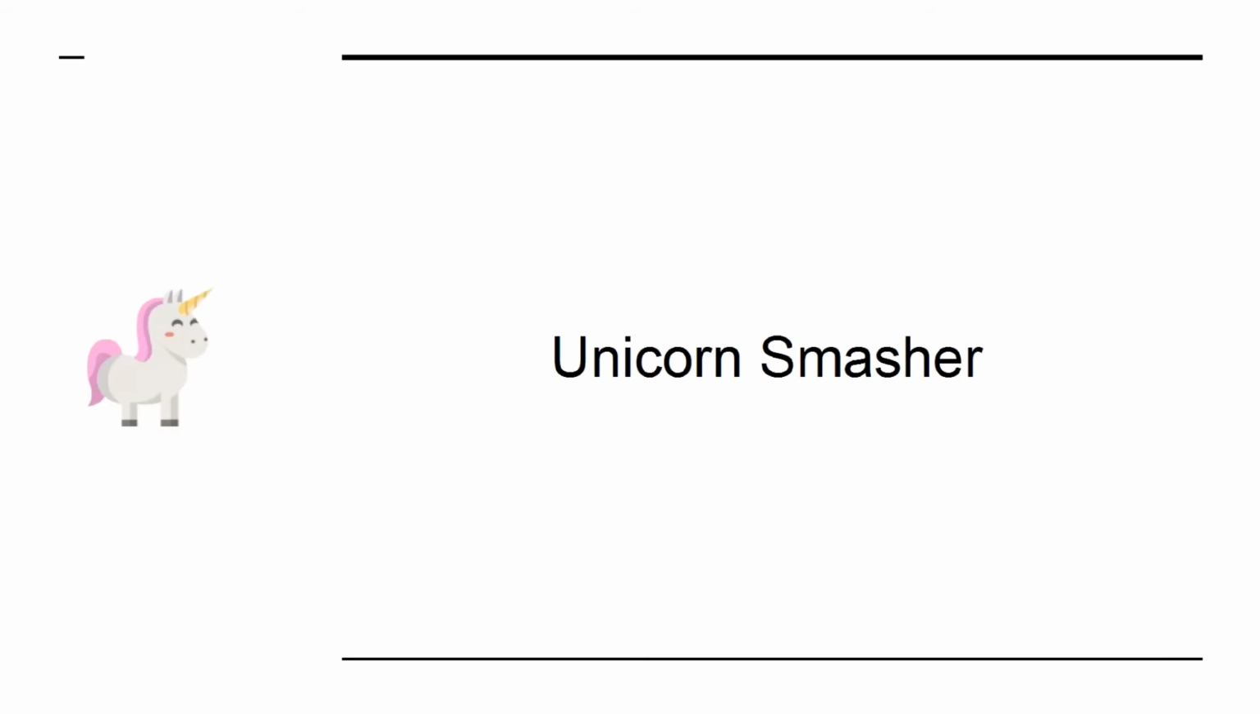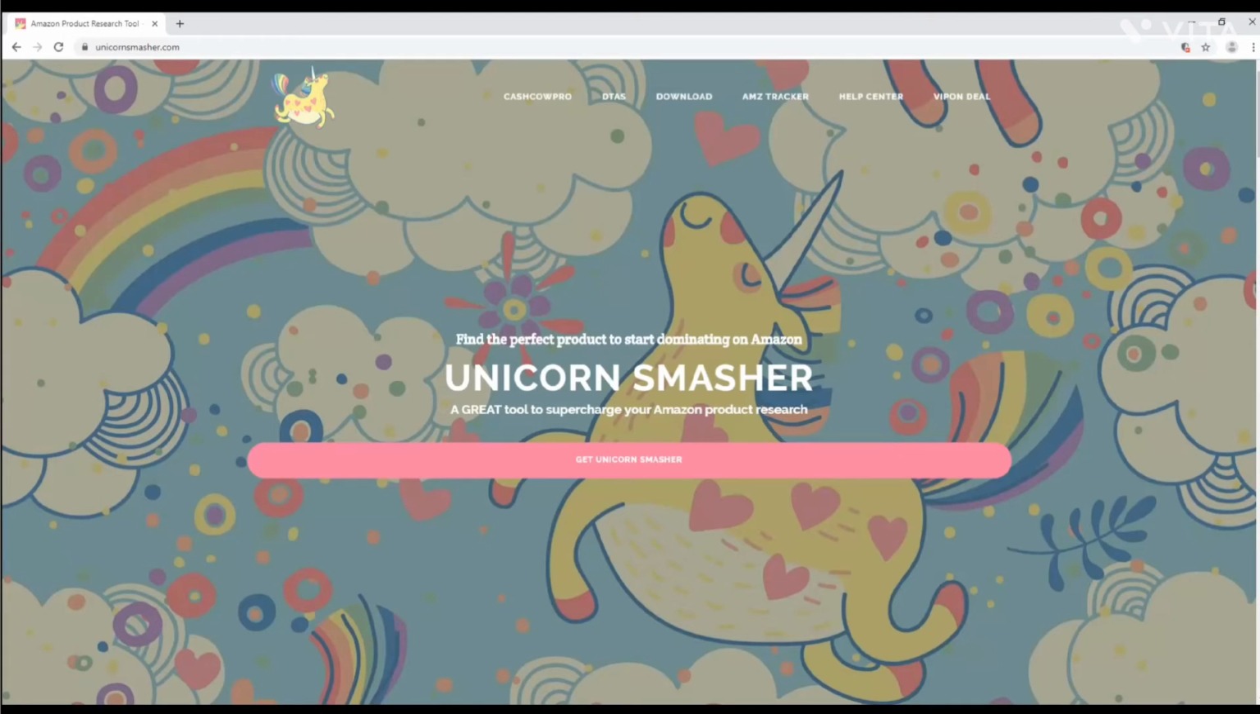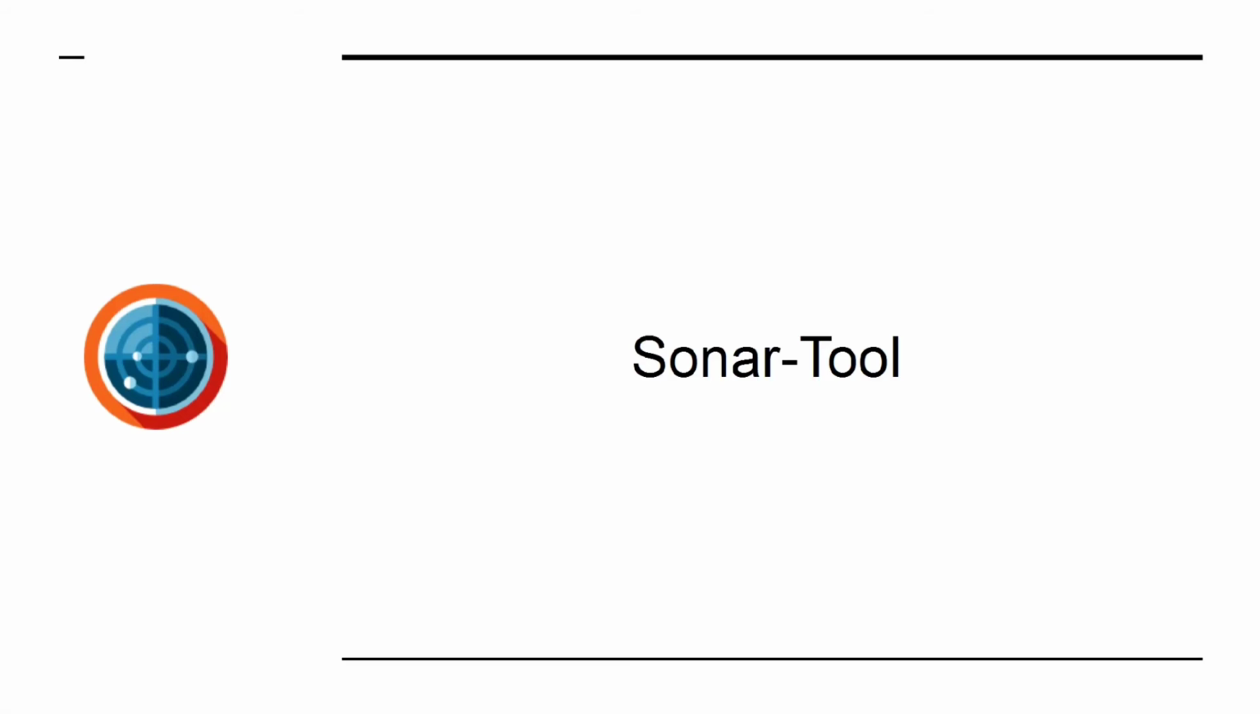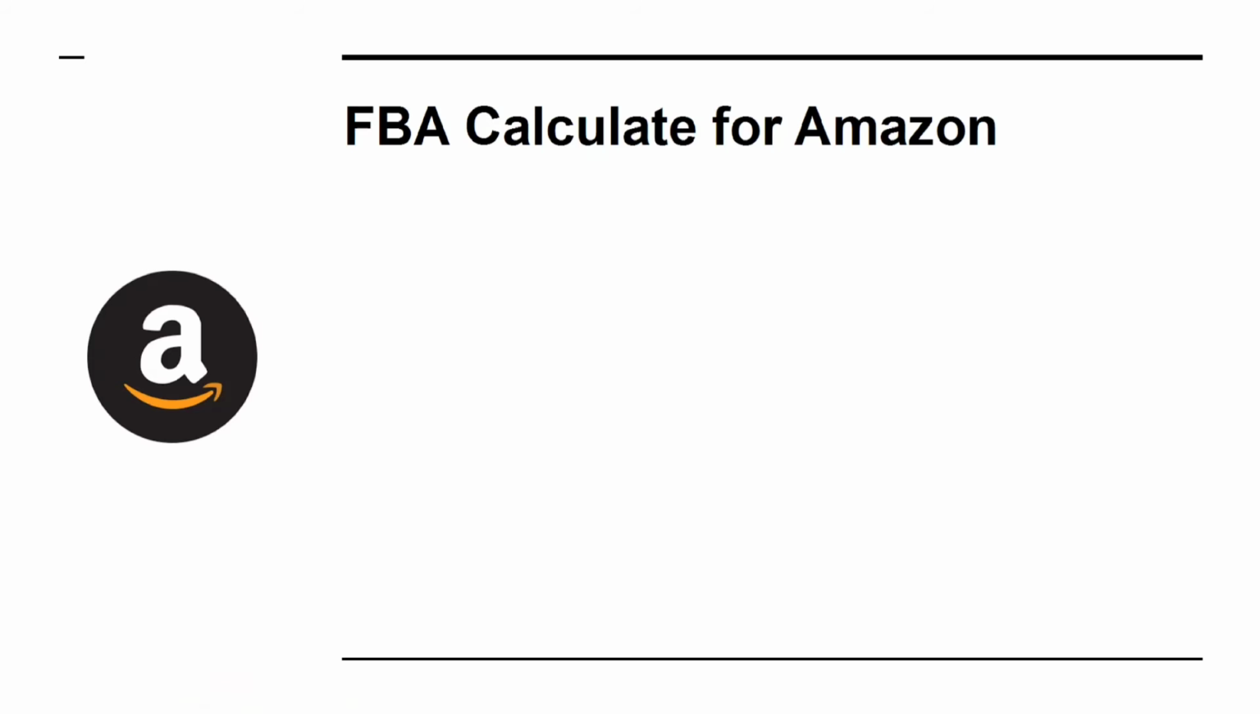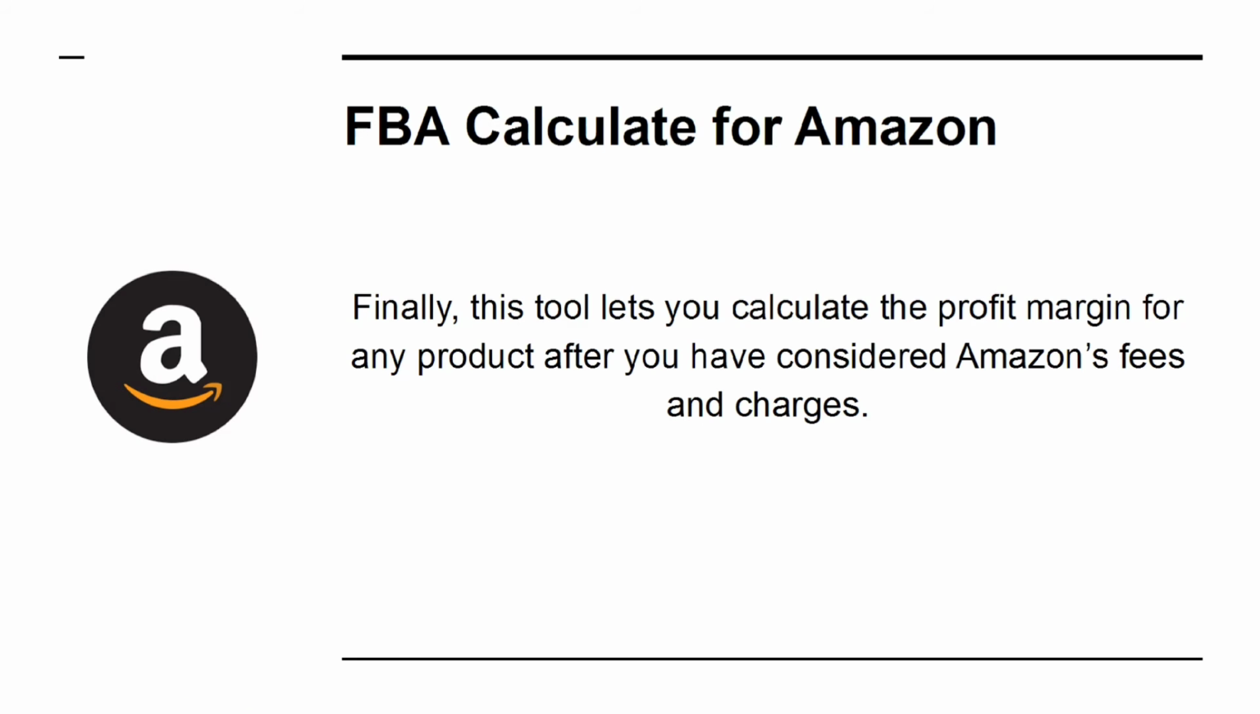Unicorn Smasher. A tool that gives you lots of powerful features like revenue estimates, data analysis, and more. All extremely useful data for sellers. Sonar Tool. This free FBA tool is useful for aggregating lots of product data into a single, useful database. It's great for the research stage of your business. FBA Calculator for Amazon. Finally, this tool lets you calculate the profit margin for any product after you have considered Amazon's fees and charges.